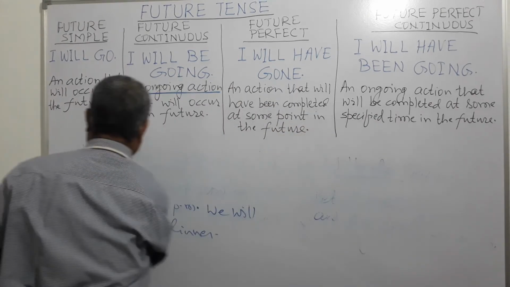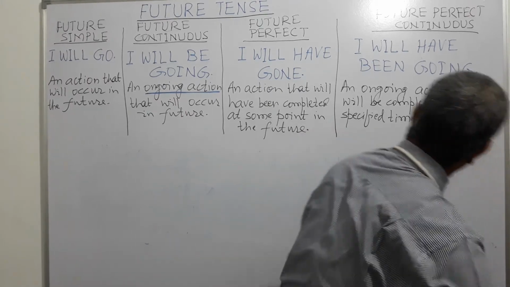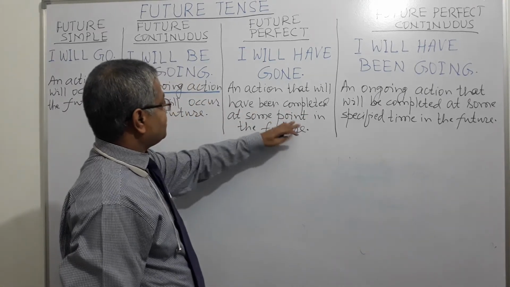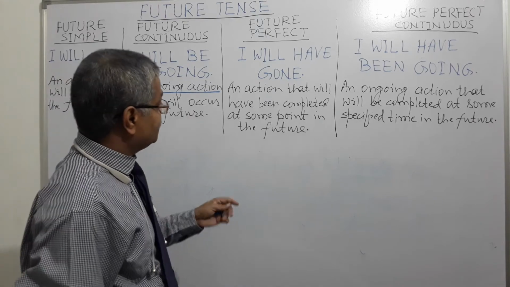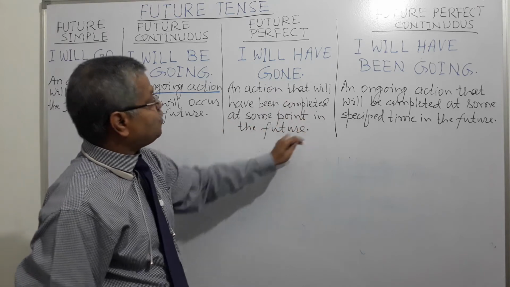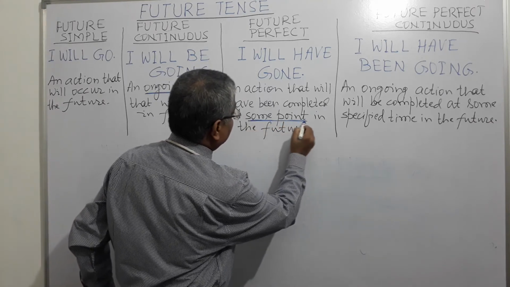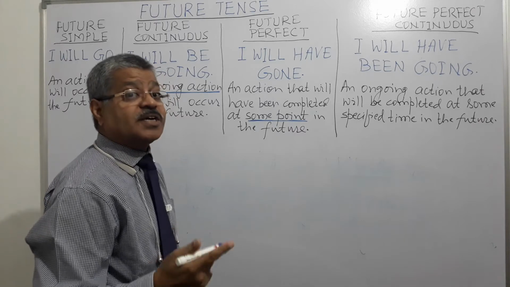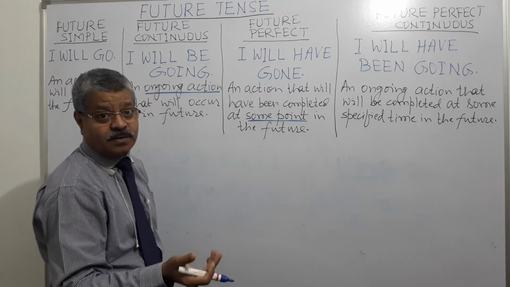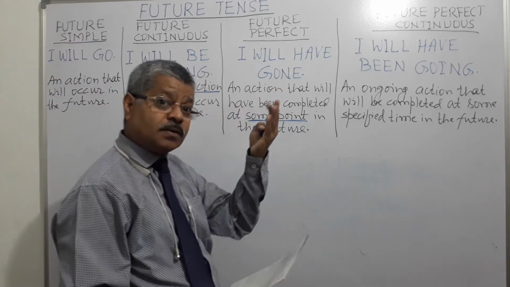Now, we go to the third one, and that is future perfect. So, what is future perfect? If you see here, future perfect is an action that will have been completed at some point in the future. Right? Here, you should always mind the words some point. It means that the point is not certain. There is a point, but it is some point. It's not specified, it's not certain. I will have gone. Right?